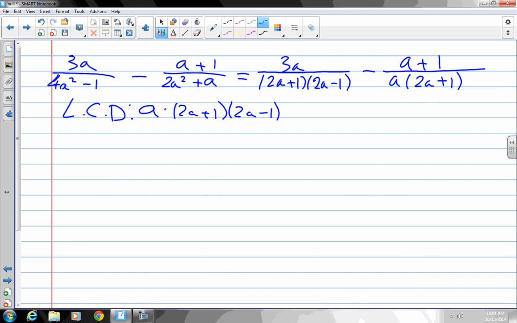This is my LCD. I need all different factors that I see piled up together, to the highest powers. There are no powers. So this will be the smallest expression that's divisible by the first denominator and divisible by the second denominator at the same time. So that's what we do. We factor and we take all different factors, no matter how many times they appear, raised to the highest power.